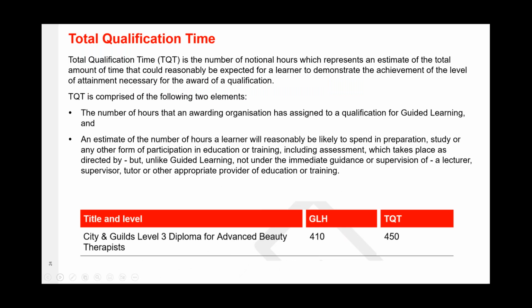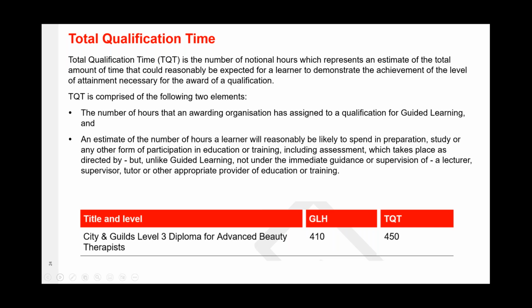So we'll just take a look at this total qualification time and what this means for you. The total qualification time is a number of hours which represent an estimate of the total amount of time that could reasonably be expected for a learner to demonstrate the achievement necessary to be awarded this qualification. So the total qualification time is comprised of the following 2 elements.